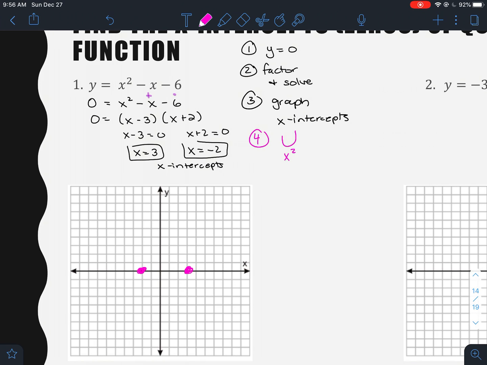So those are my x-intercepts. Then step 4 is you have to decide, is it a happy parabola? So is it positive x squared? Or is it a sad parabola? Is it a negative x squared?